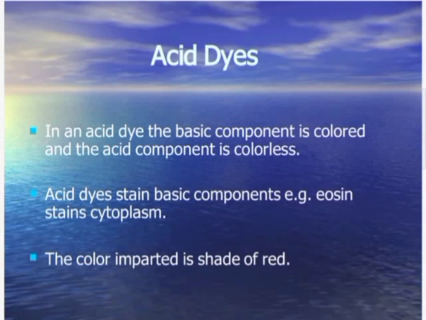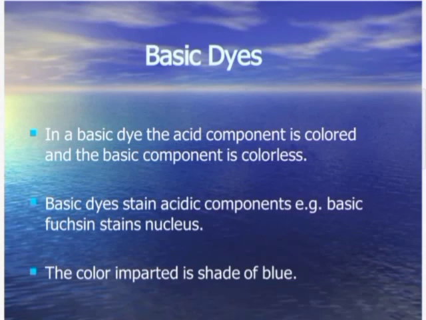I have told you last time that hematoxylin and eosin, two stains, are used most commonly in all histological and histopathological preparations. The color imparted is a shade of red in the case of eosin. Basic dyes: in a basic dye, the acid component is colored and the basic component is colorless. Basic dyes stain acidic components. For example, basic fuchsin stains the nucleus, that is, hematoxylin stains the nucleus. The color imparted is a shade of blue.